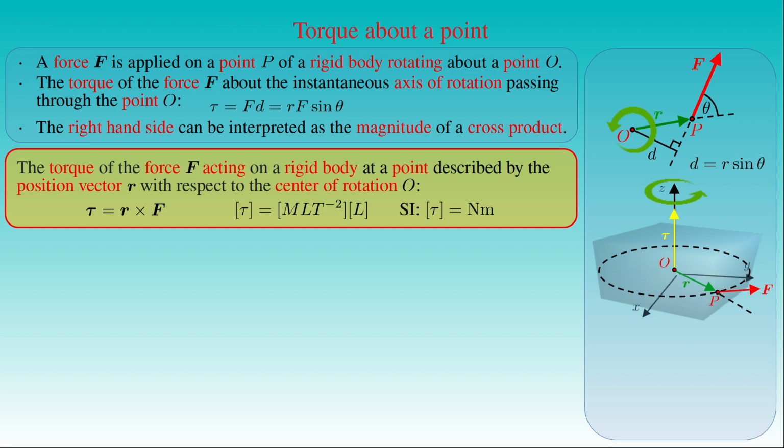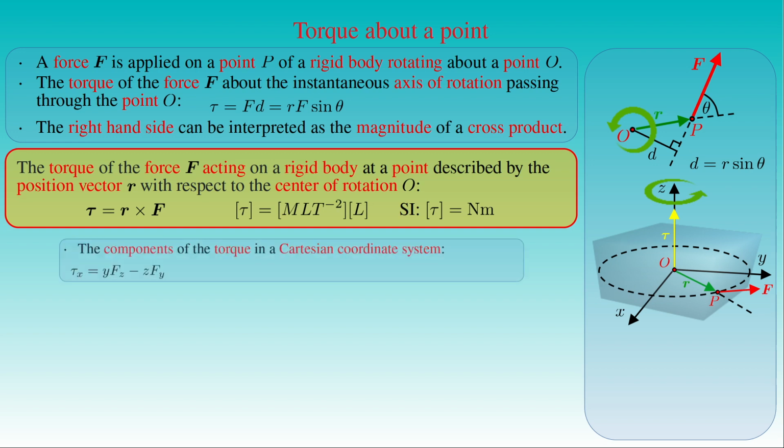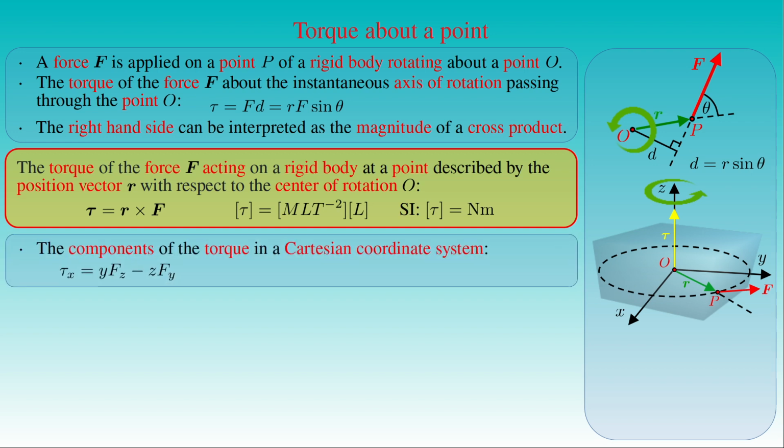We can attach a Cartesian coordinate system to the center of rotation O where the instantaneous axis of rotation is the z-axis. Then we can write the x component of the torque τ about the center of rotation as the y-coordinate of the point of application P times the z component of the force F applied at the point P, minus the z-coordinate of the point P times the y-component of the force F. Similarly, the y-component of the torque τ is given by the difference between the z-coordinate of the point P times the x-component of the force F, and the x-coordinate of the point P times the z-component of the force F. Finally, the z-component of the torque τ is equal to x times Fy, minus y times Fx.